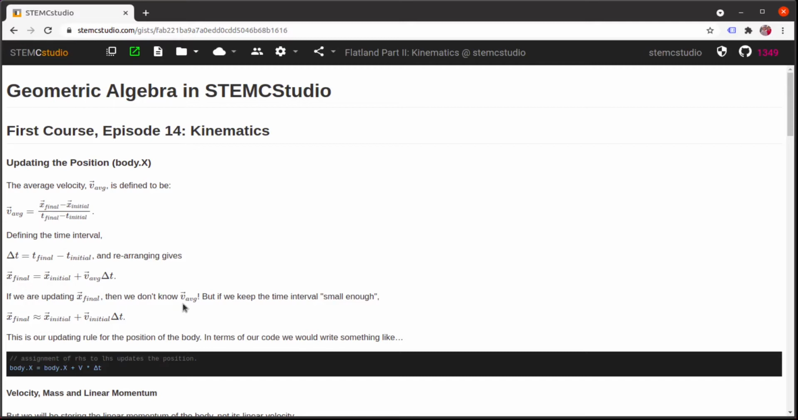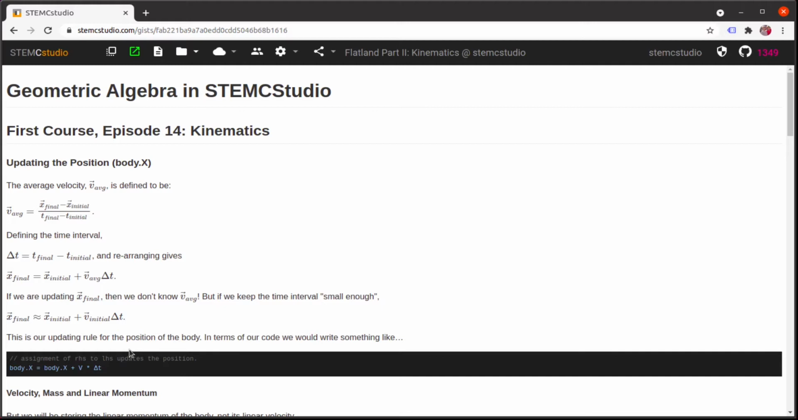Well, the way we're going to do it is to say, look, if the interval is small enough, then the average velocity over the time interval is going to be very much like the initial velocity. So we can say to a good approximation that the final position is equal to the initial position plus the initial velocity times delta t. As long as delta t is small enough, and by small enough I mean just small enough for this to be a good approximation, we won't get into it any further than that, then this is a good way to proceed. So this is our updating rule for the position of the body.